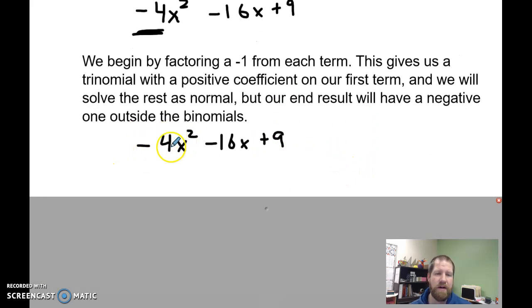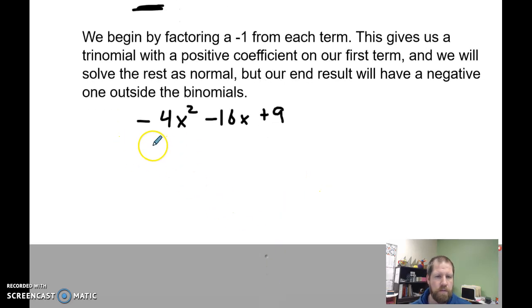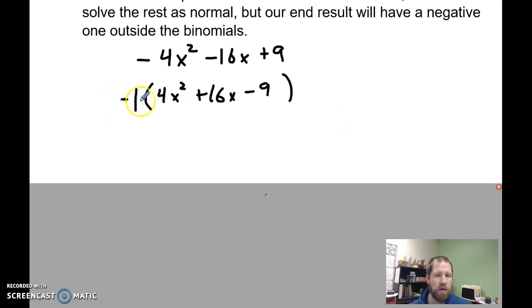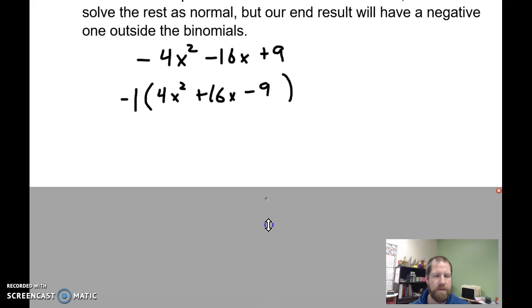All we're going to do is factor out that negative. We're going to factor it out from each term before we start. So I'm going to put my parentheses down, and I'm going to pull out a -1, and that has the effect of just changing the sign on each of my terms. So now I have a positive 4x squared plus 16x minus 9. And I can pretty much ignore this times -1 until the very end because it's all outside of my factoring.